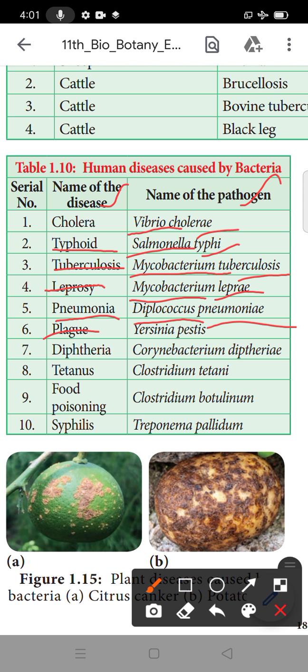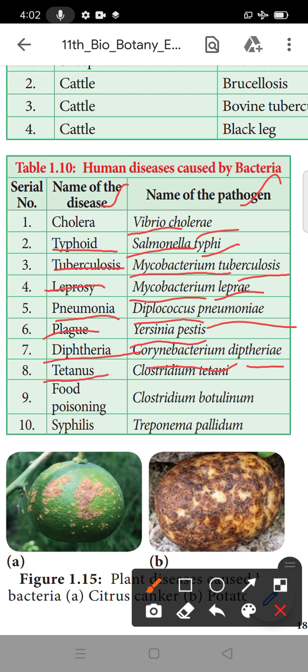What is the name of the pathogen? It is Yersinia pestis. And next one is diphtheria. What is the name of the pathogen? It is Corynebacterium diphtheriae. The next one is tetanus.